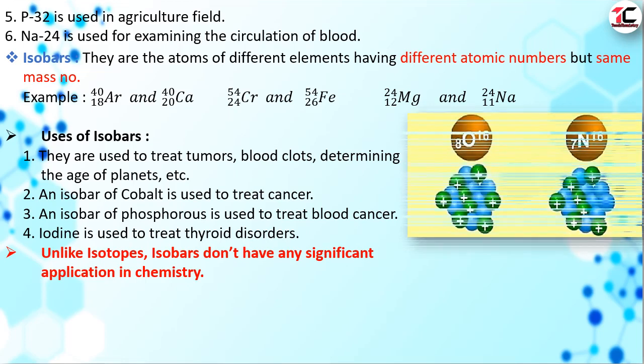Let us see in the diagram. Here are two isobars, oxygen-16 and nitrogen-16. They have the same mass number, 16 and 16. So they are the isobars.